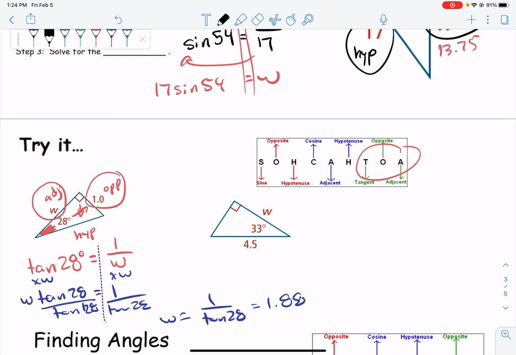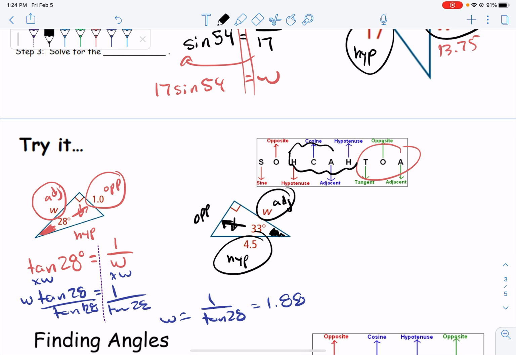Okay, last example. It gives me a W, it gives me an angle, and it gives me another side. So let's label. Across from the 90 is the hypotenuse. Across from my 33, this is the angle that I'm using. Across from the 33, I call the opposite, and that means W is the adjacent. So I'm looking for adjacent, and I know hypotenuse. So adjacent and hypotenuse, that gives me cosine. So the cosine of my angle, 33 degrees, equals the adjacent W divided by the hypotenuse, 4.5.